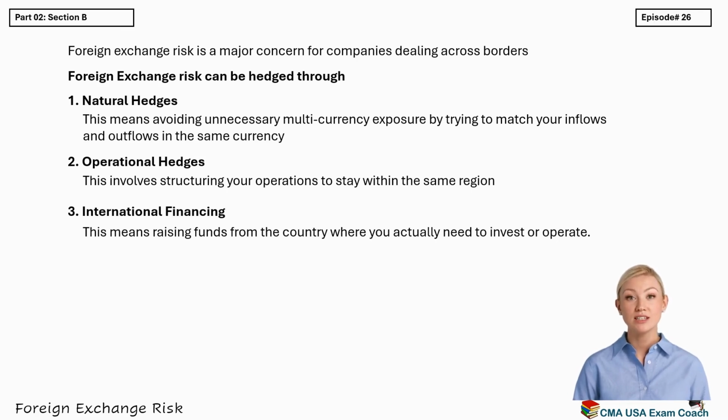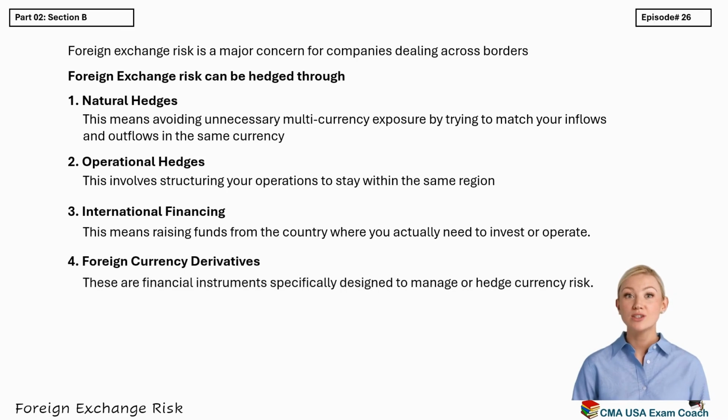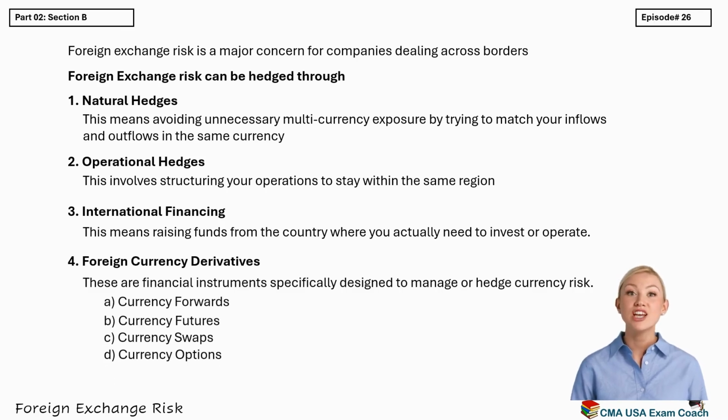Finally, we have foreign currency derivatives. These are financial instruments specifically designed to manage or hedge currency risk. The most common types include currency forwards, which are private agreements to exchange currencies at a fixed rate on a future date. Currency futures, similar to forwards, but traded on organized exchanges. Currency swaps, where two parties exchange currencies for a period and agree to reverse the exchange later. And currency options, which give the right, but not the obligation, to exchange currency at a set rate.